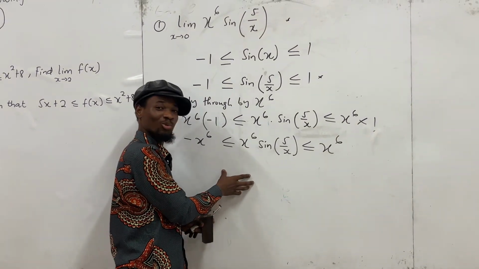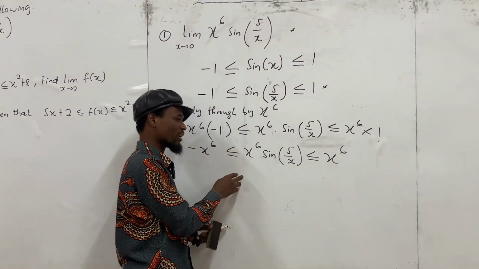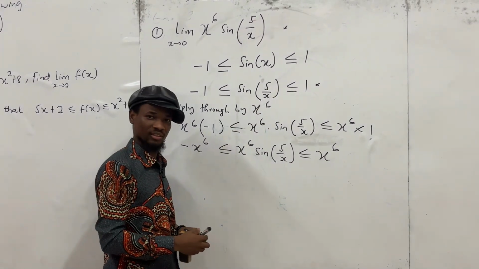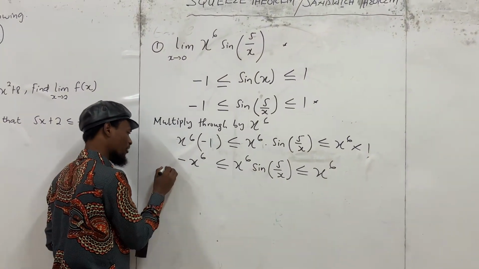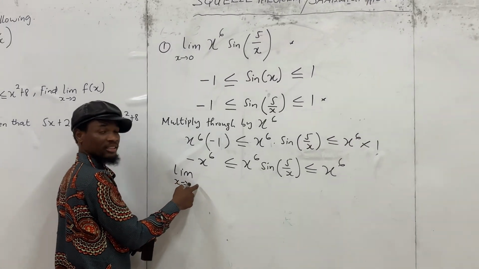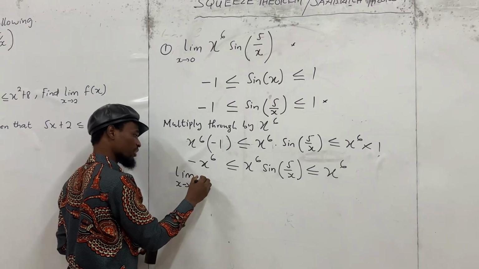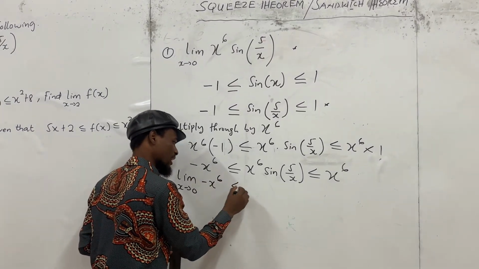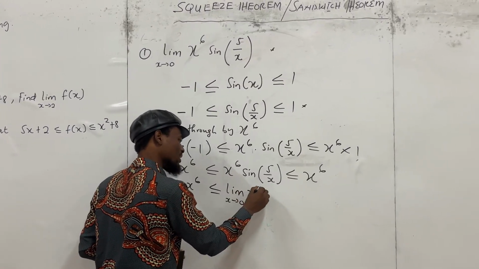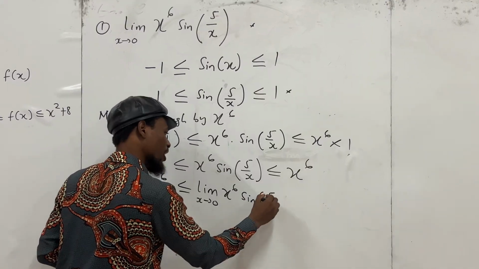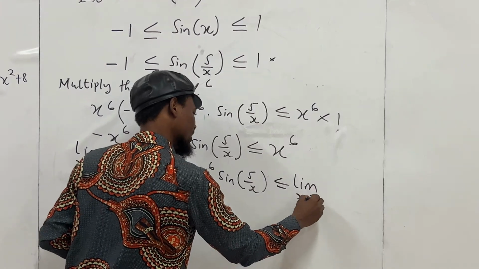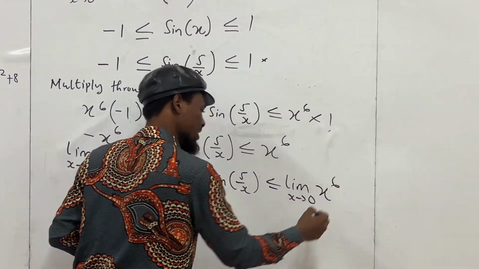All right, we can't do anything here, right? So we can now apply limits across the functions. Applying limits, we have lim as x approaches a, but here our a is 0. So the limit of negative x to the power 6 is less than or equal to the limit as x approaches 0 of x to the power 6 sine of 5 over x, then less than or equal to the limit of the function as x approaches 0 of x to the power 6.